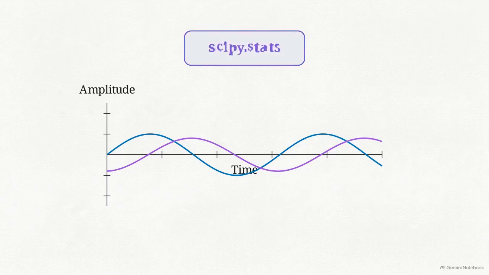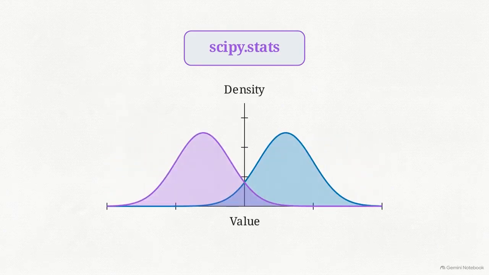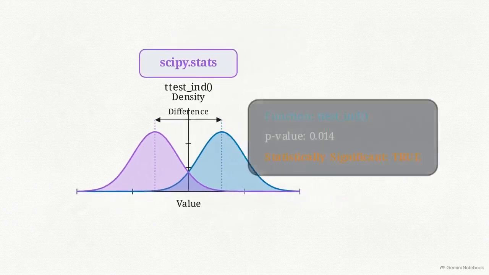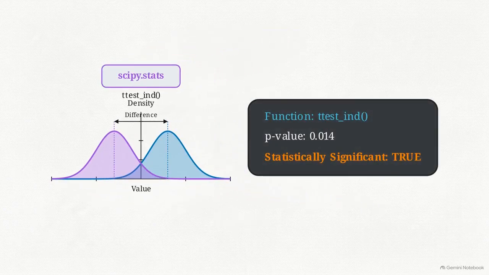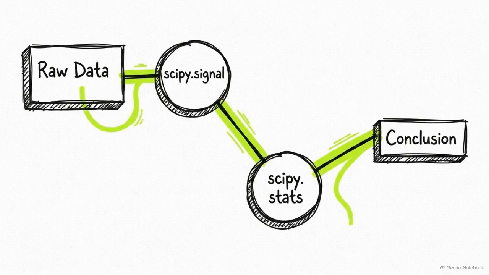We then pass the data to scipy.stats. This is the engine used to prove mathematical significance between the two datasets. Using the ttest_ind function, the library rigorously compares the two datasets. It calculates a precise p-value, allowing the analyst to definitively rule out random chance. This level of hypothesis testing provides much more rigor than the basic averages or descriptive statistics found in pandas. Real-world analysis often requires chaining these modules together to transform raw data into validated conclusions.